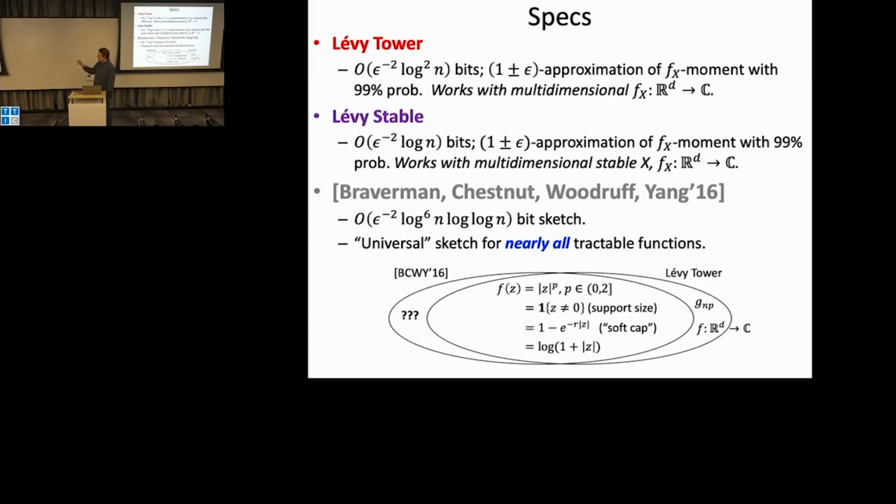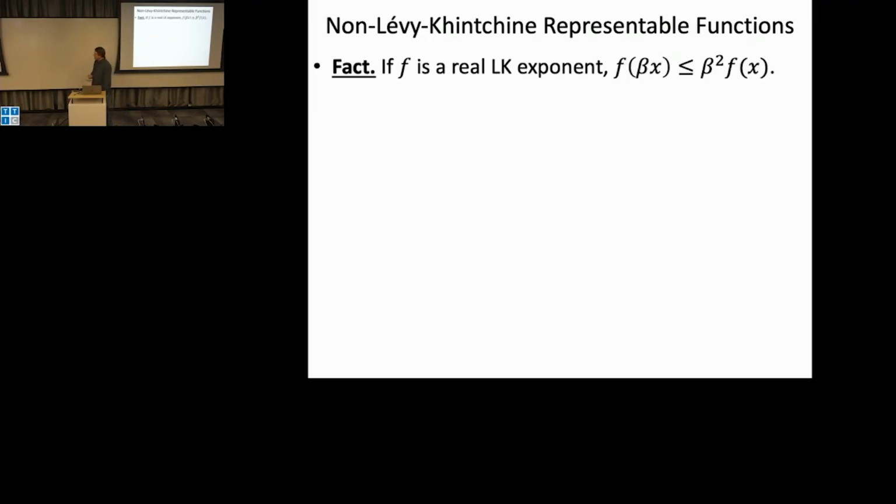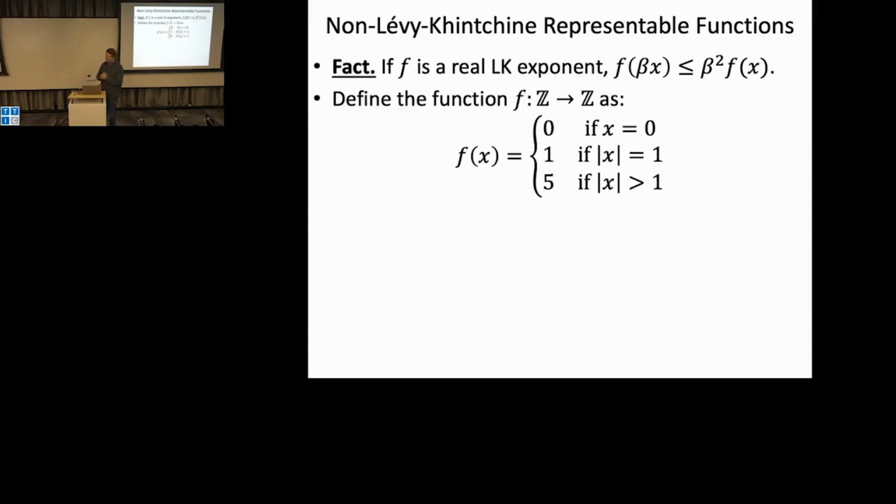And you need to do a little fix to be able to put some functions that seem to appear in that side of the symmetric difference, which in fact are actually representable. Okay, so here are the nitty-gritty details of how you make non-Levy-Khintchine representable functions nonetheless sketchable with Levy-Khintchine representable functions. This little fact follows because locally the cosine function does not grow faster than quadratic. So f of beta x is less than beta squared times f of x if f is Levy-Khintchine representable.